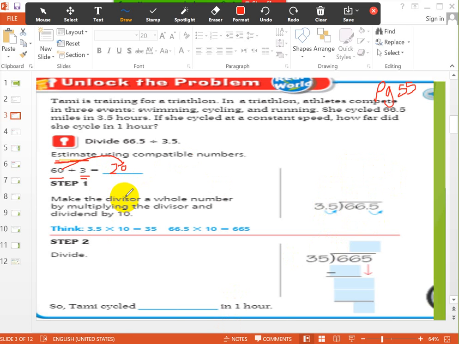Let's start our division. Okay, so I want you to focus with me, please, because this lesson is very important for you for this year and next year.